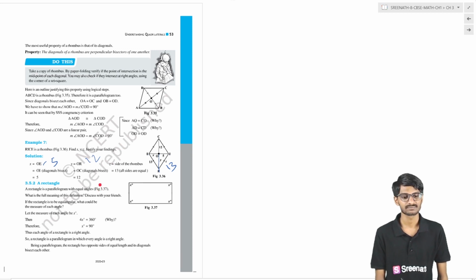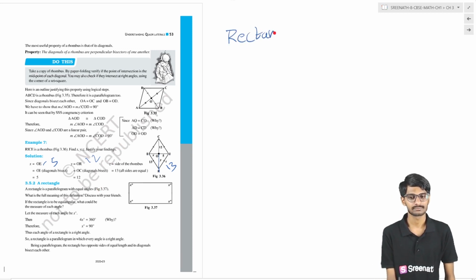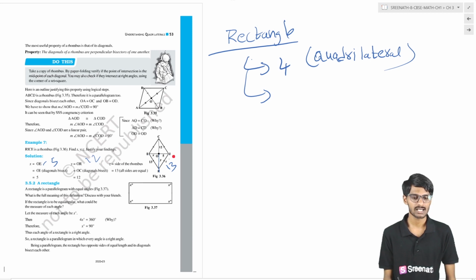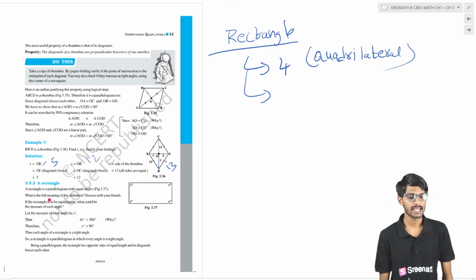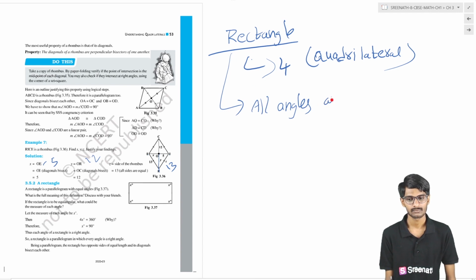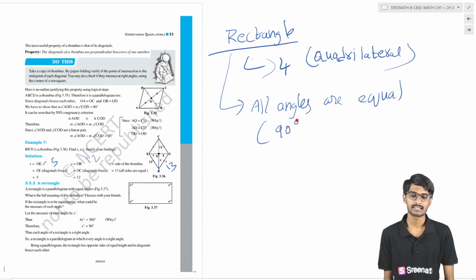That's it, students. And now we are going to discuss the rectangle. A rectangle also has four sides, so it is a quadrilateral. In this case also, what happens to the opposite angles? Opposite angles are equal. Or otherwise, what we can write is: all angles are equal, and the angles are 90 degrees. All angles are 90 degrees.